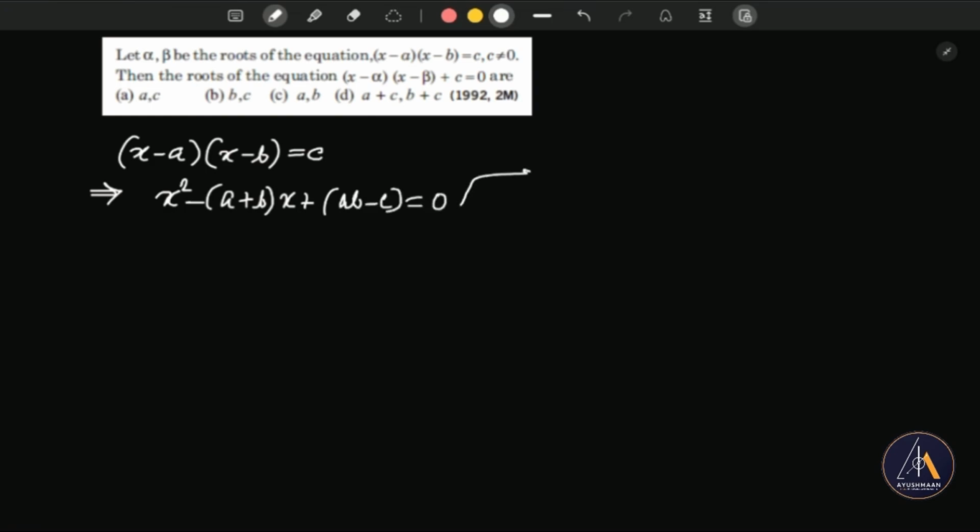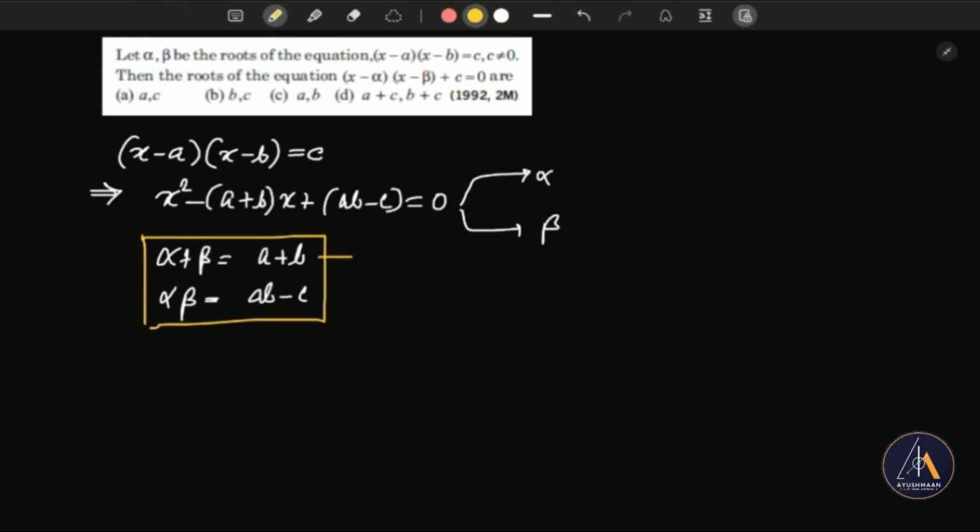It is given one root is alpha and the other root is beta. Now we know sum of roots. Sum of roots is alpha plus beta, that is a plus b, and product of roots alpha beta equals ab minus c. So we have found two important equations. Let us name them 1 and 2.